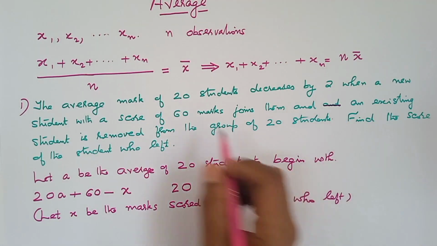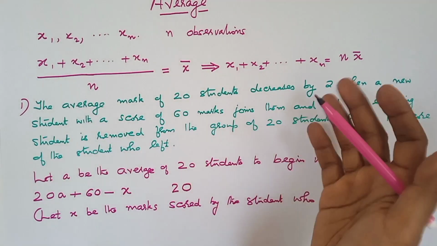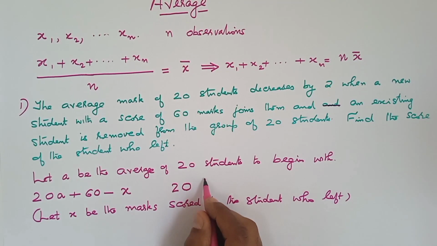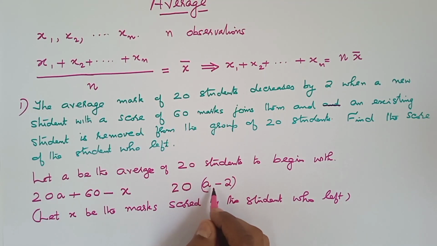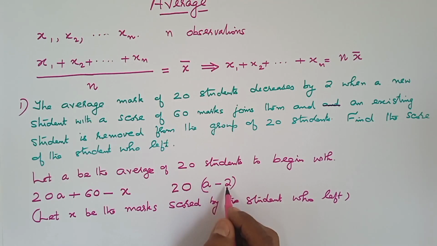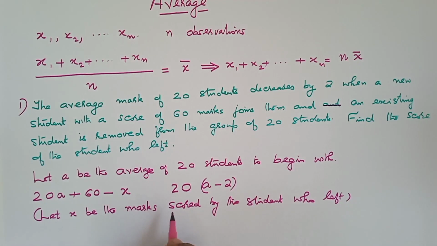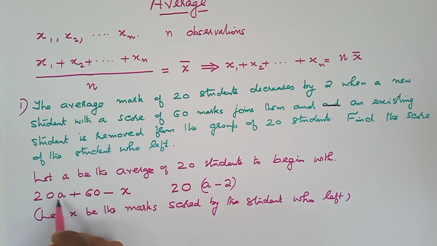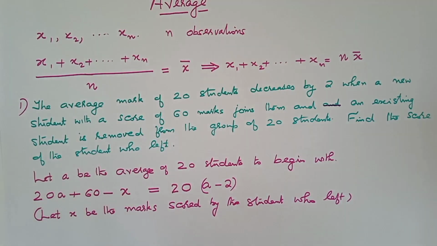Now they say the average, rather the initial average, has decreased by 2 after these two changes. That means the new average will be A minus 2. Originally the average was A and they say it's decreased by 2, so the new average will be A minus 2. Now if you multiply the total number of students with the new average, you will get the total score of all the 20 students after these two changes. And that's exactly what we have found out here also, which means these two are equal, so we can equate them. Now this equation will simplify to this.